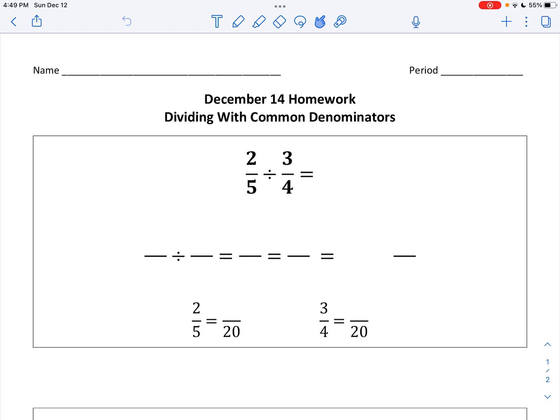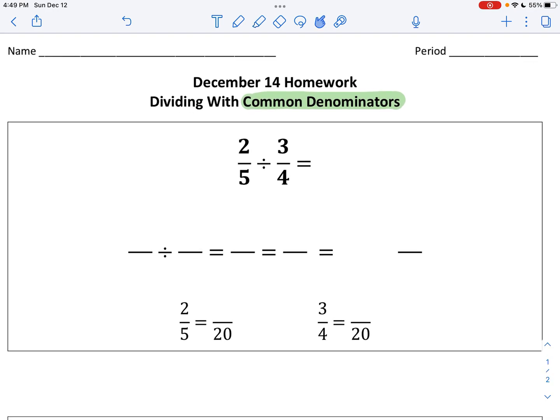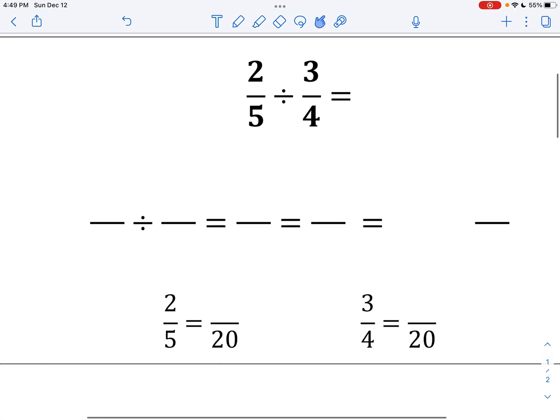Hey, sixth grade. Today in class we did some problems where we needed to divide without drawing a picture, and we used common denominators to do that. So, the very first problem here says 2/5 divided by 3/4. What we're really saying is, how many 3/4 are hiding inside of 2/5?